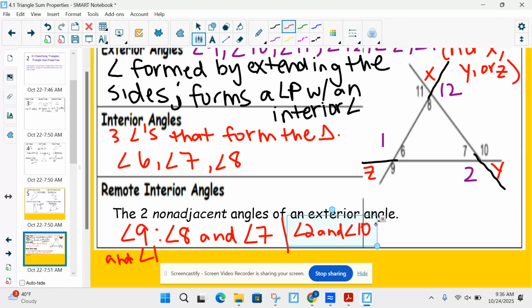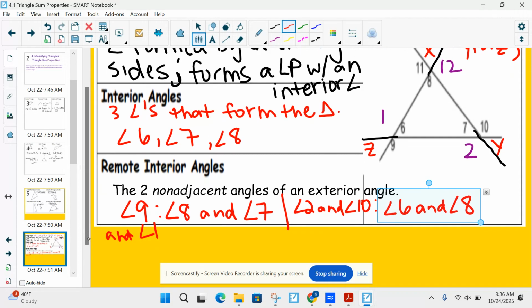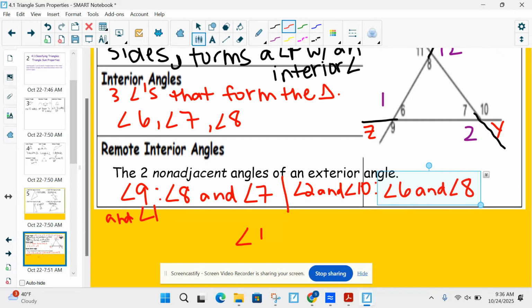What do you mean by the non-adjacent? Well, adjacent means next to it, so the two angles that are not next to it. Okay, so 2 and 10 would be 6 and 8. So angle 6 and angle 8 would be remote interior to both angle 2 and 10. And then if we looked at angle 11 and angle 12, both of those have the same remote interior angles, which would be angle 6 and 7.